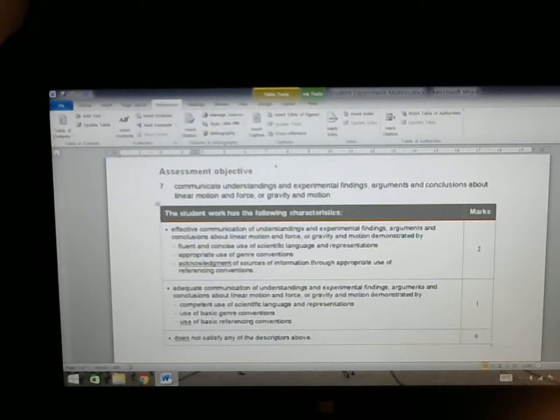Effective communication of understanding of experimental findings, arguments and conclusions about the topic, demonstrated by 3 things we're looking for. Fluent and concise use of scientific language and representations. Fluent means that you are writing well with eloquence, you have good grammar, your paragraph structures will help with this when you write that essay, and it also means that you're actually using the words and terminology appropriately.